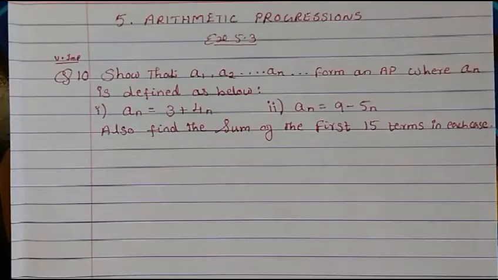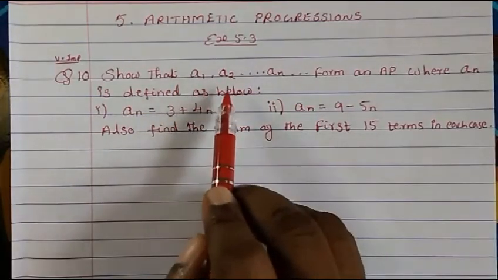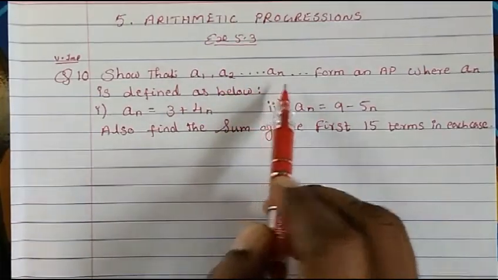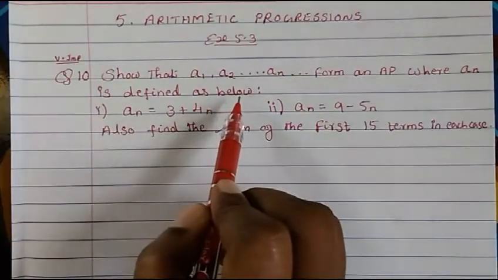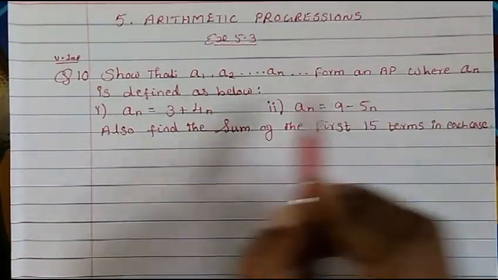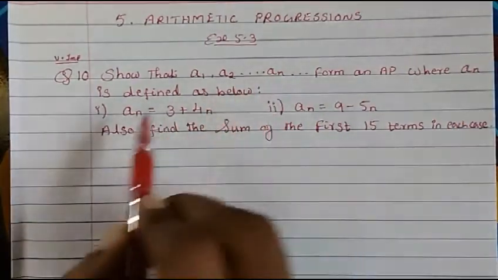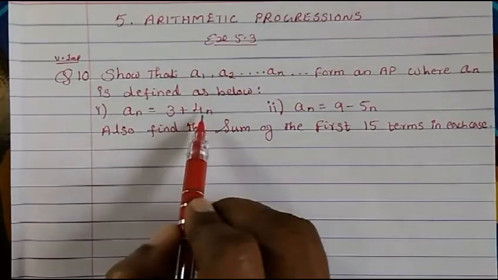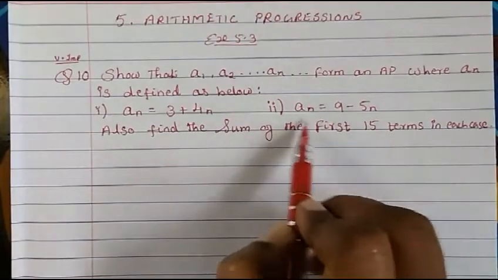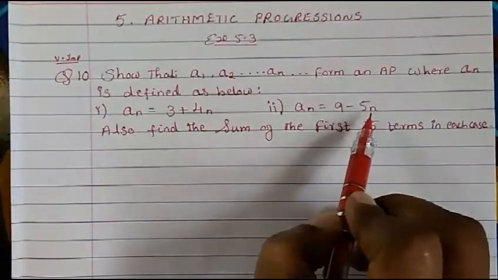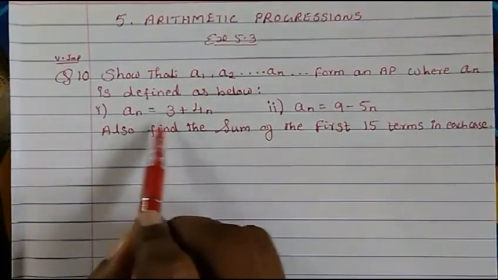Today we are going to study from class 10th, chapter 5, Arithmetic Progressions, exercise 5.3, question 10. Show that a1, a2, ..., an form an AP where an is defined as below. Here an is defined as 3 plus 4n, and another one is defined as an equal to 9 minus 5n. So that we have to find out.